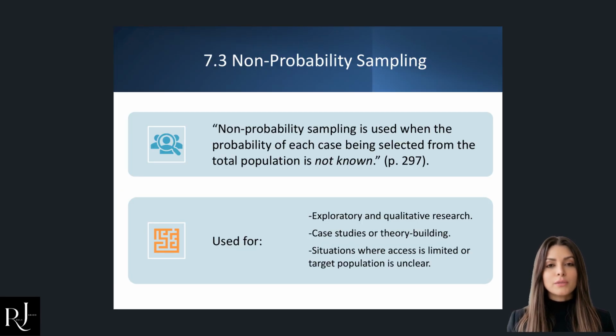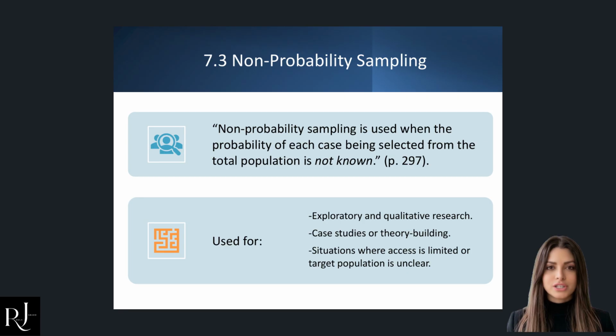Moving on to non-probability sampling. This is used when the probability of each case being selected is not known. It is most frequently used for exploratory and qualitative research, such as case studies or theory building. It is also the practical choice for situations where access to a full population list is limited or the target population is unclear. In these scenarios, we are not looking to make broad statistical generalizations.